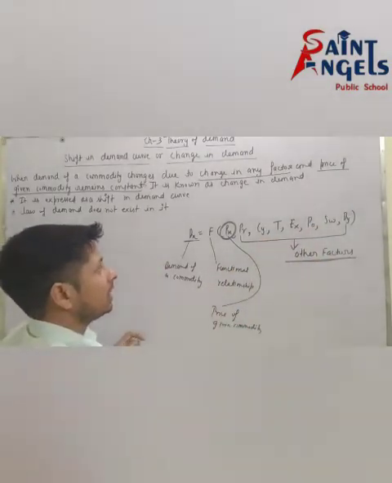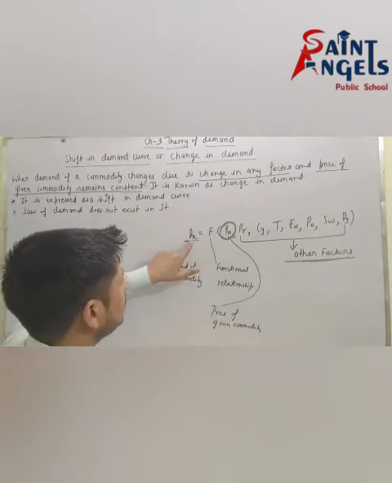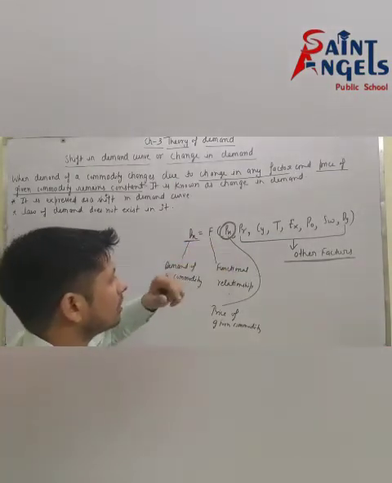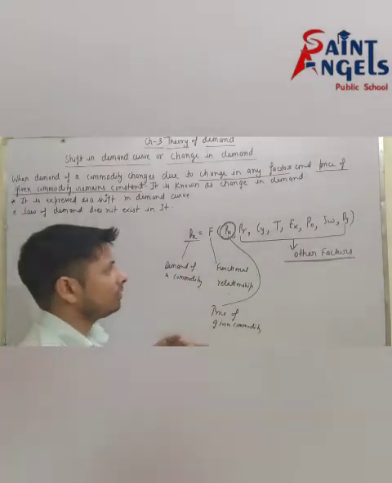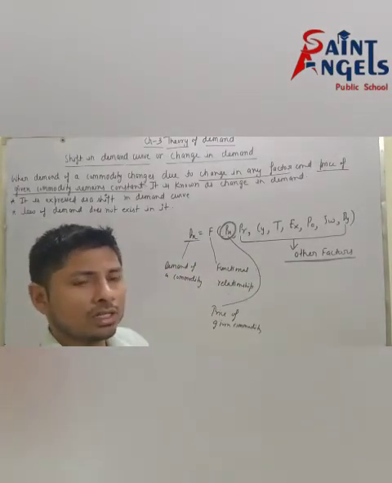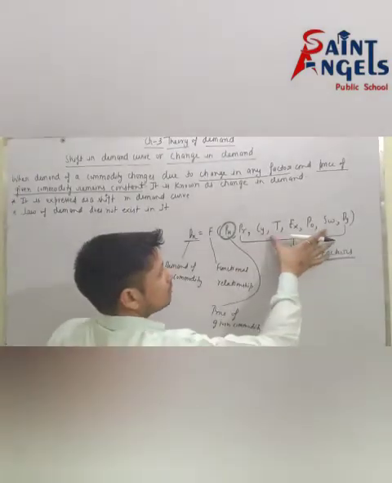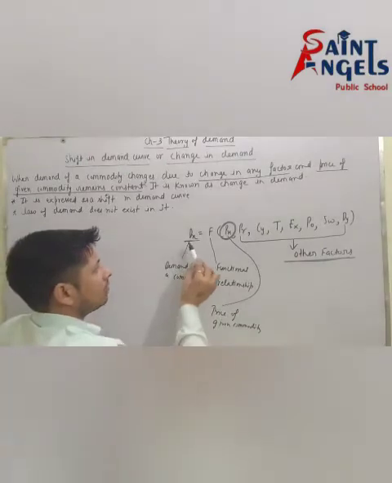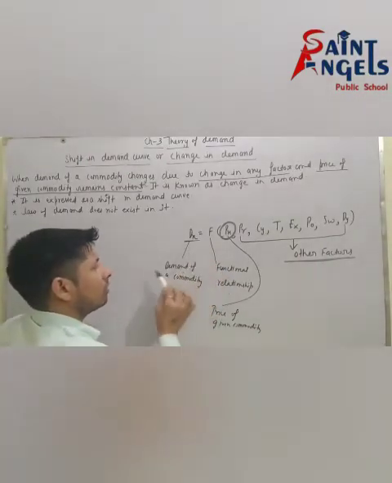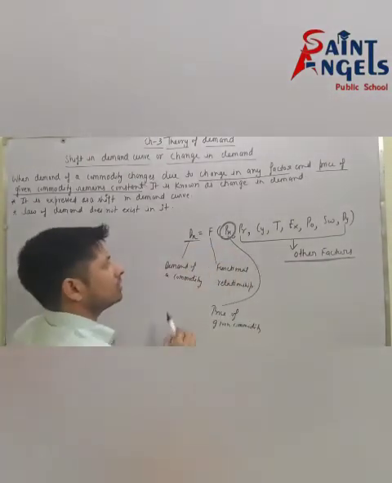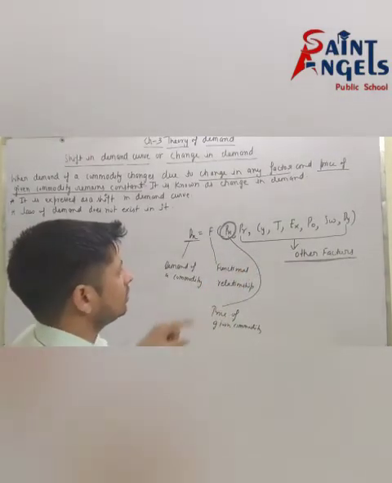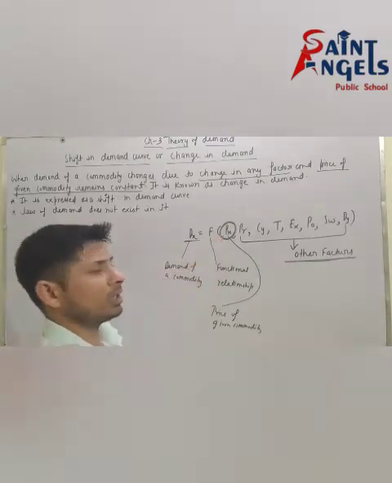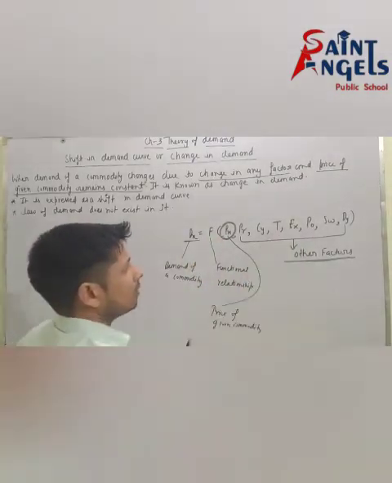The law of demand states the inverse relationship between demand for a given commodity and the price of that commodity. You can say it like this: the law of demand says that these factors will remain constant, and demand for a commodity is affected by a change in the price of the given commodity only, and these factors remain constant.